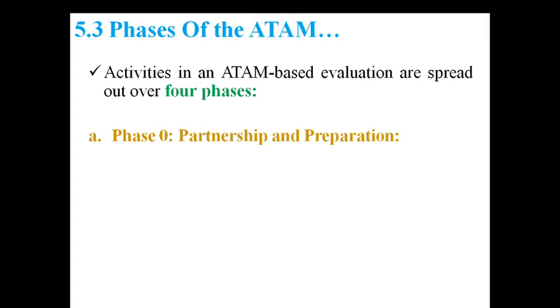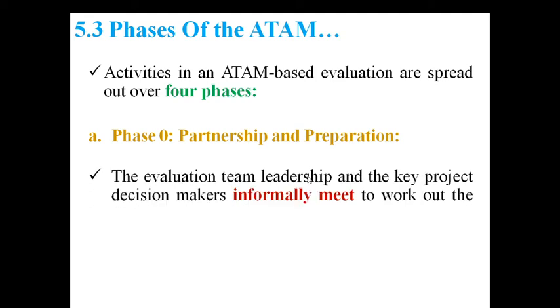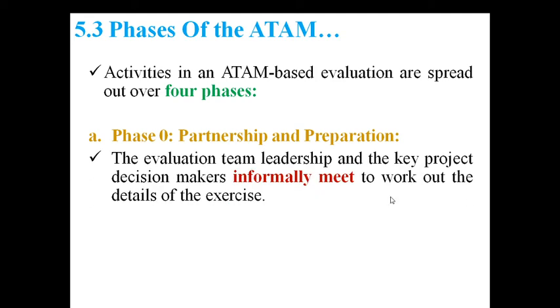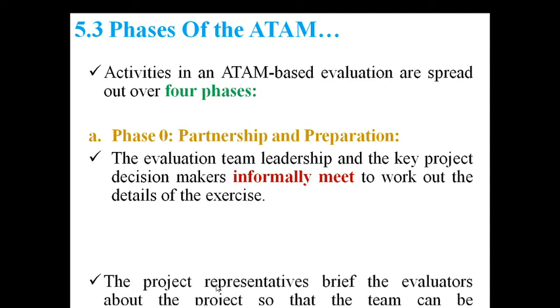Out of these, who will sit at which place? They have to decide the venue also. Based upon their decisions, they have to sit at one place. So, partnership and preparation: the evaluation team leadership and the key project decision makers meet informally. There is no formality; they meet informally to work out the details of the exercise.